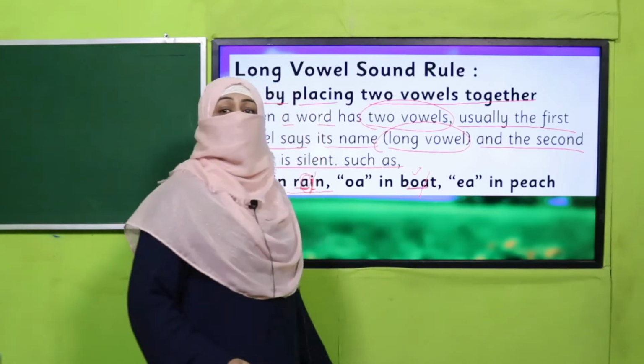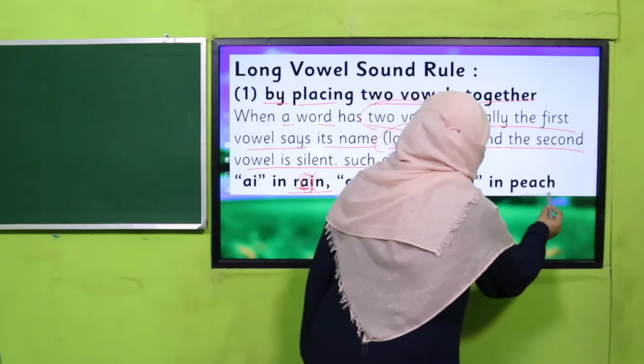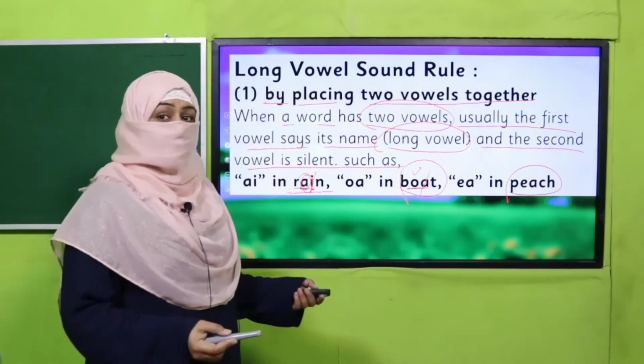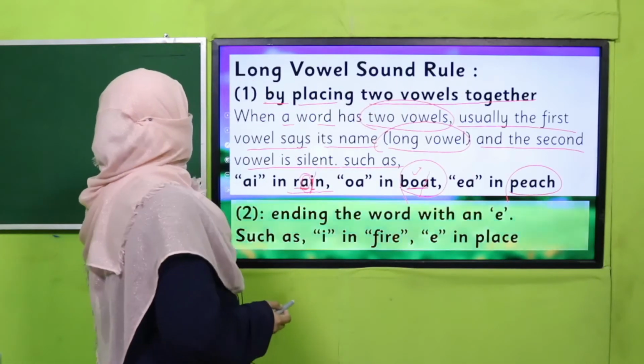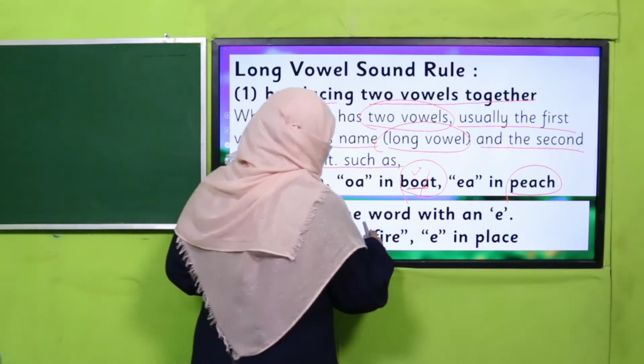What is that? O. So it's bought, peach. Okay, this rule we have practiced a lot. Now let's see what is the second rule. The ending word with E.